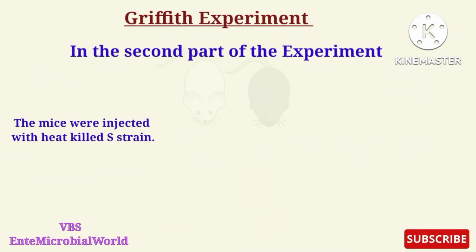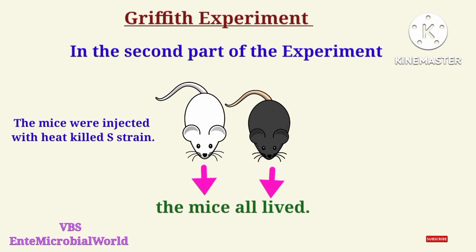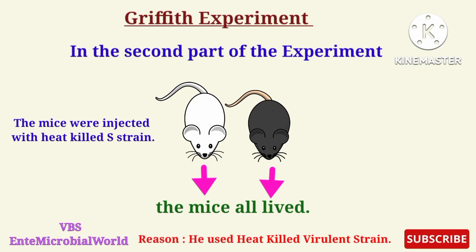In the next part of the experiment, the mice were injected with heat-killed S strain. The mice all lived. Here also we know the reason, because he used heat-killed virulent strain.